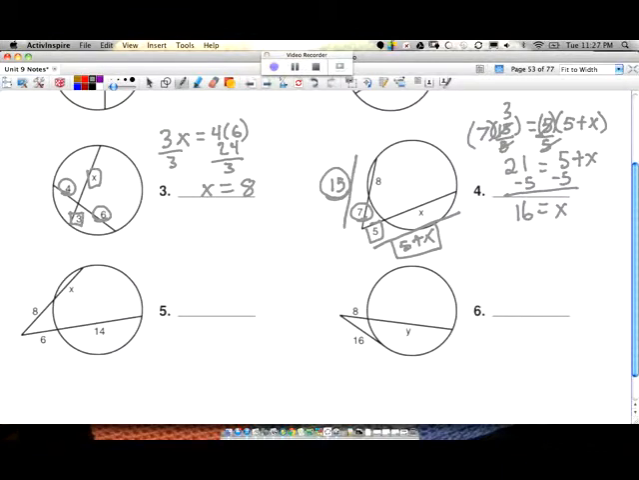Alright, let's do some more of this. Okay, so now we have the 8 times the 8 plus x is going to be the whole thing. Over here we have 6 times 6 plus 14, which is 20. So we'll have 6 times 20. It's the outside piece times the whole.